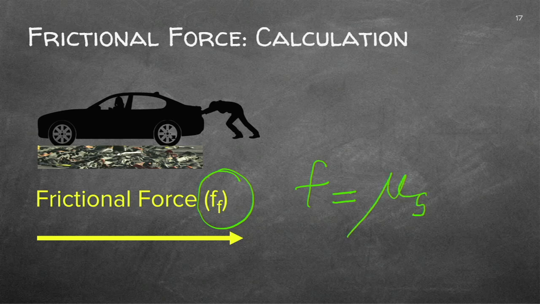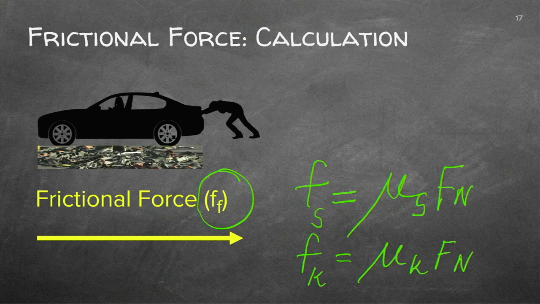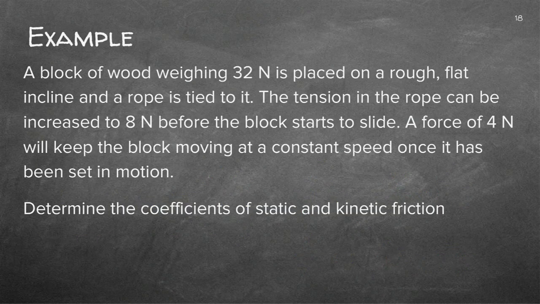If this is static, I'm calculating the static friction. If this is kinetic, I'm working out the kinetic friction. And remember, I multiplied both of them with the normal force. An example: a block of wood weighing 32 newtons. So they already calculated the Fg. You don't even have to do it.